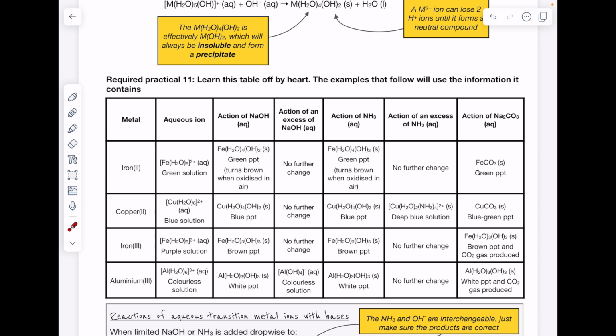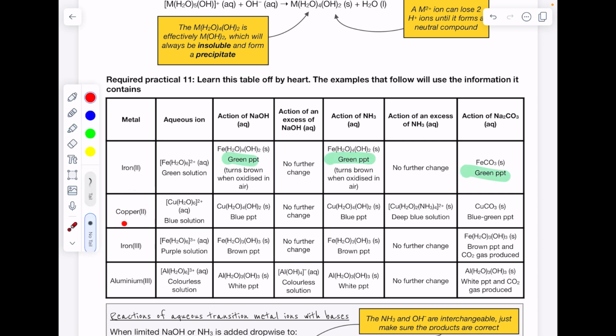How about when we add a weak base to our aqueous ion? This time you'll get a green precipitate. If you add excess ammonia, you get no further change. And if you add sodium carbonate to your aqueous ion, again you get a green precipitate.